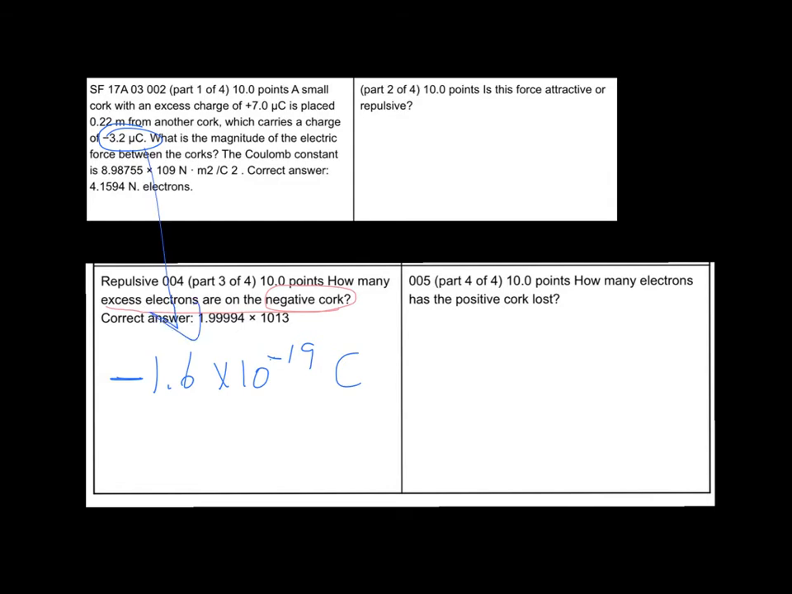Then for the next one, it says how many electrons has the positive quark lost. So we're going to look here, we're going to plug it in this way, and we're going to use the same variable of negative 1.6 times 10 to the negative 19th to help us solve for our answers.